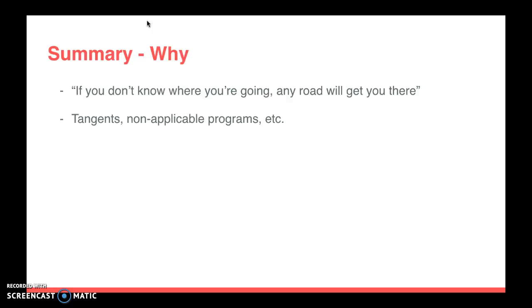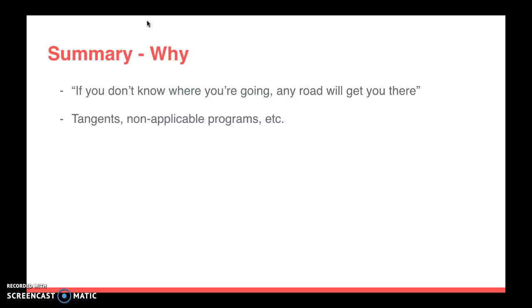So, why is visualizing your success important? This quote I really liked from the book. They said, if you don't know where you're going, any road will get you there. So if you don't know what your end goal is and what your end goal looks like, it's really easy to go off on tangents, to try out non-applicable programs that don't actually work for your goal, things like that. To know how to get to where you're going, you need to know where you want to end up.